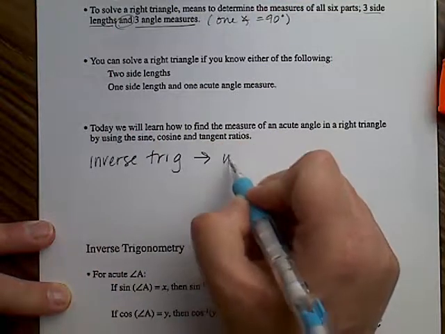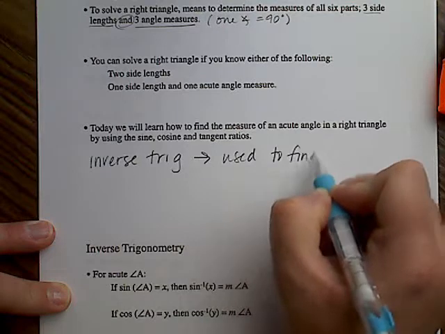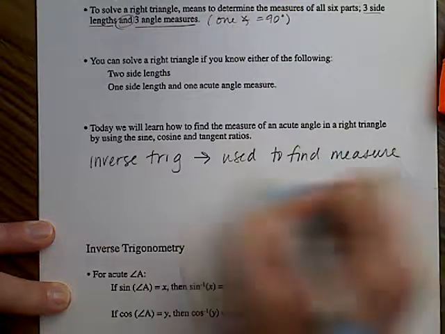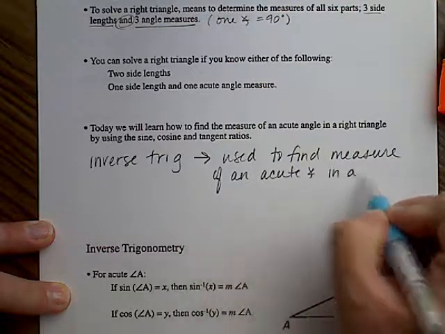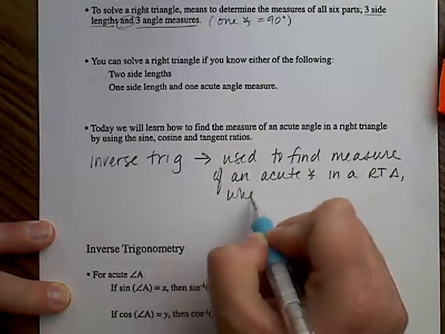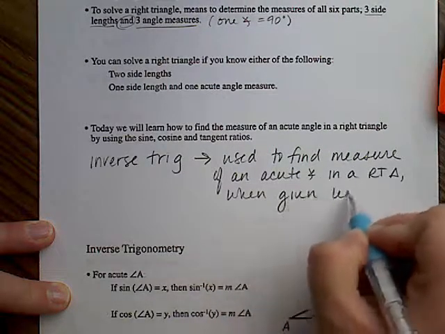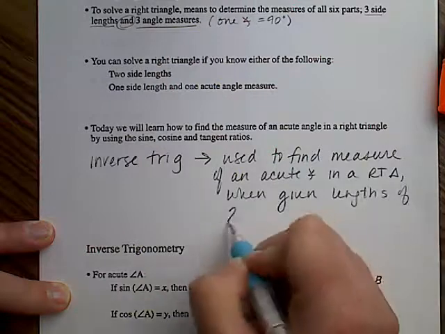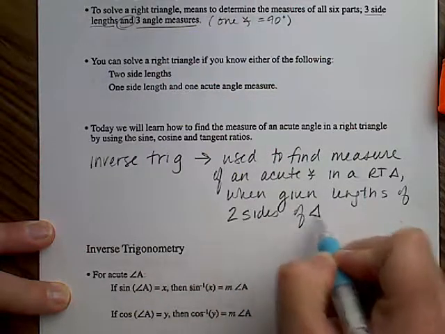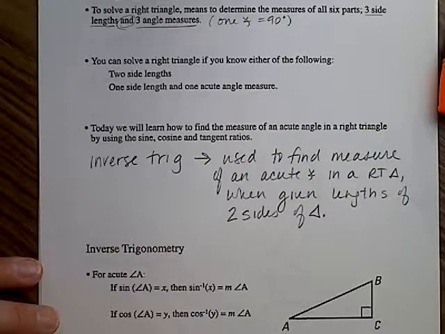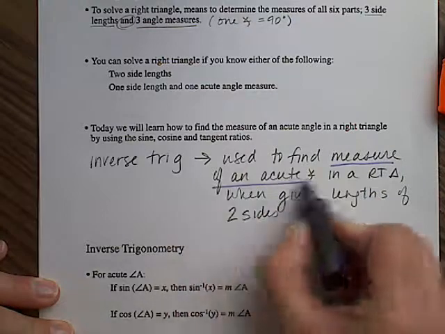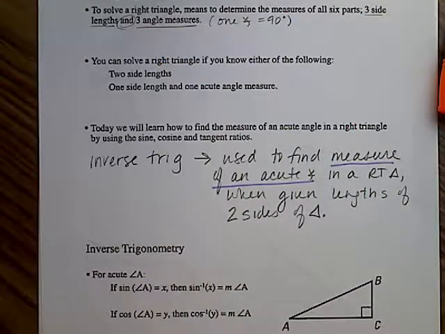Inverse trigonometry is used to find the measure of an acute angle in a right triangle when given the lengths of two sides of the triangle. So let's repeat that. Inverse trig is used to find the measure of an acute angle in a right triangle when given the lengths of two sides of the triangle. And we'll do an example in a few minutes.